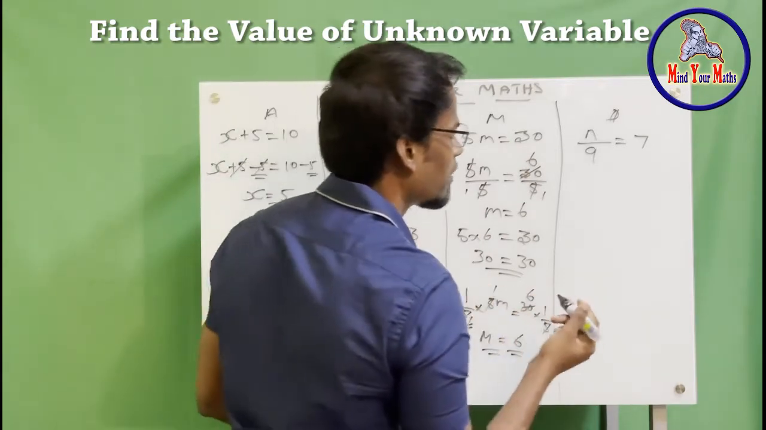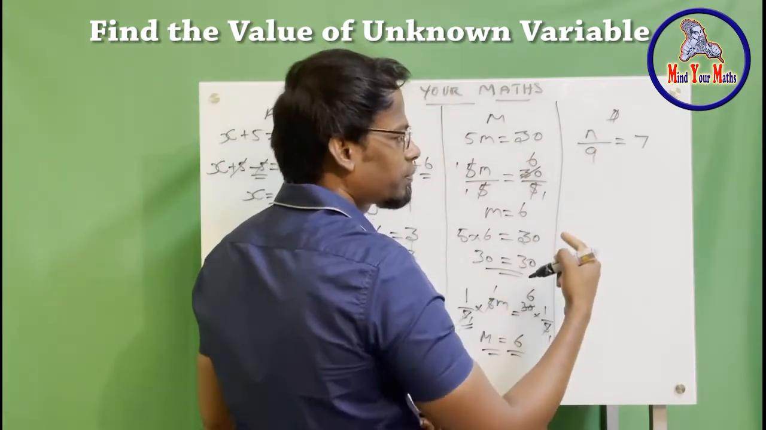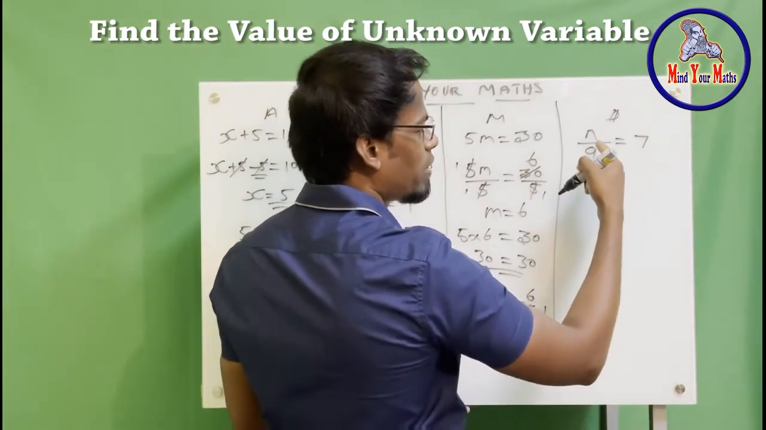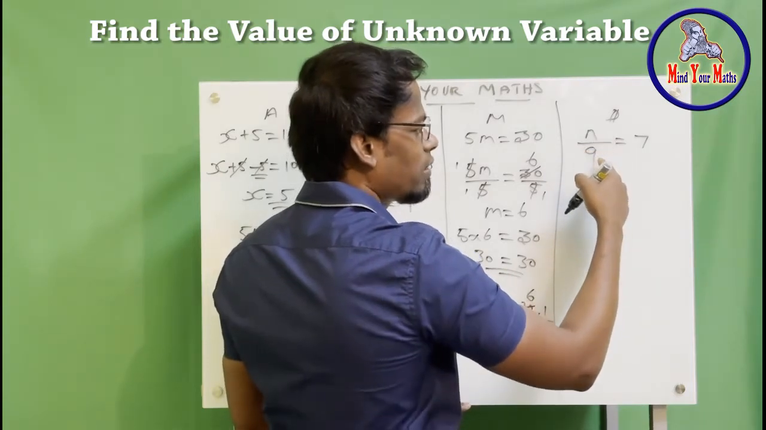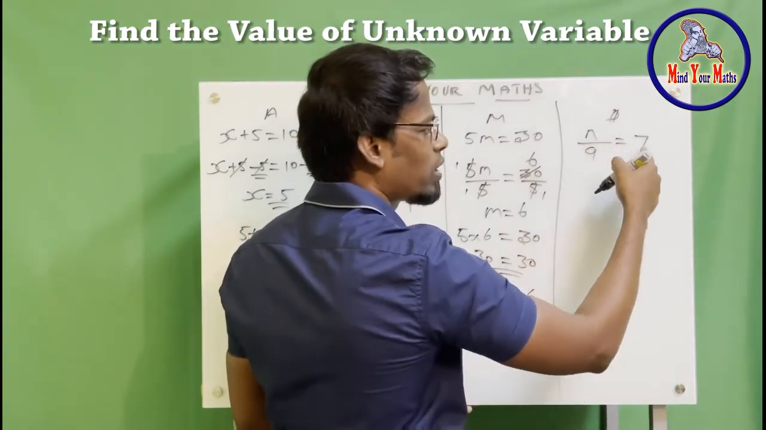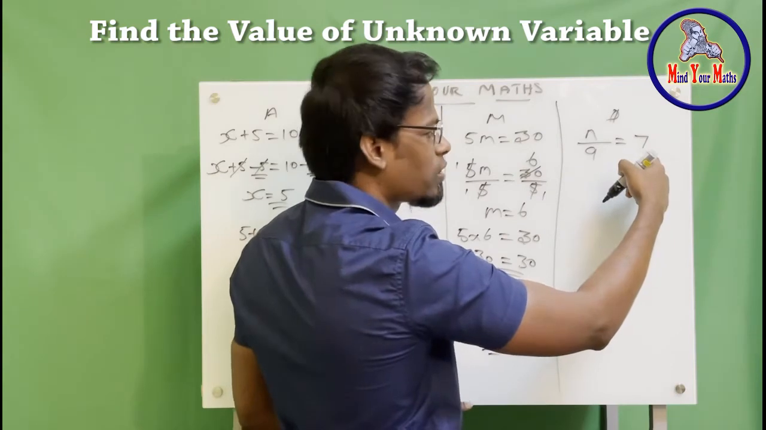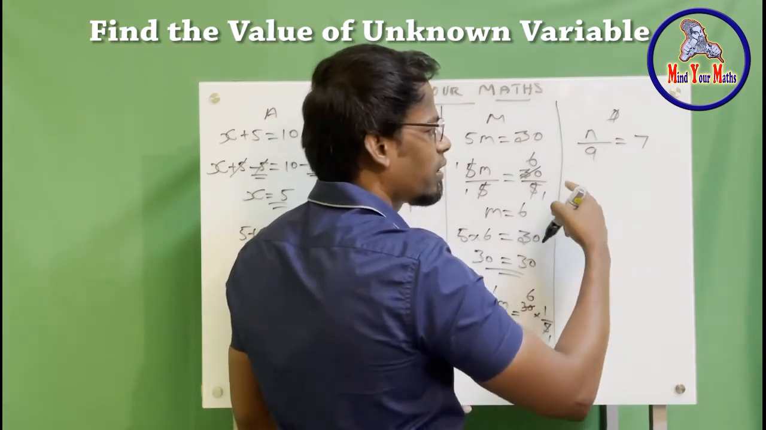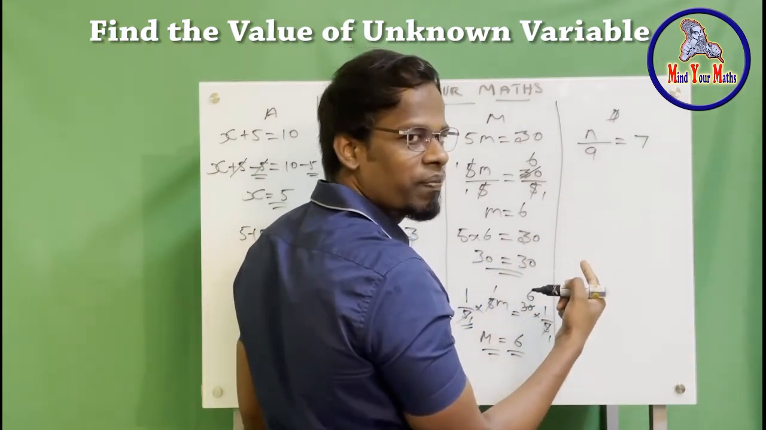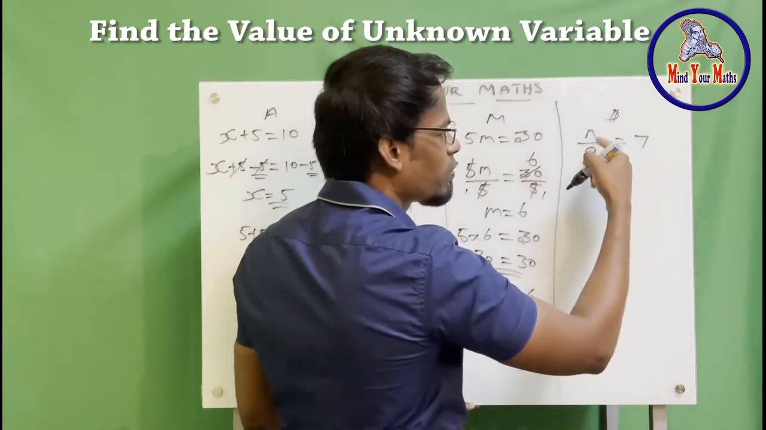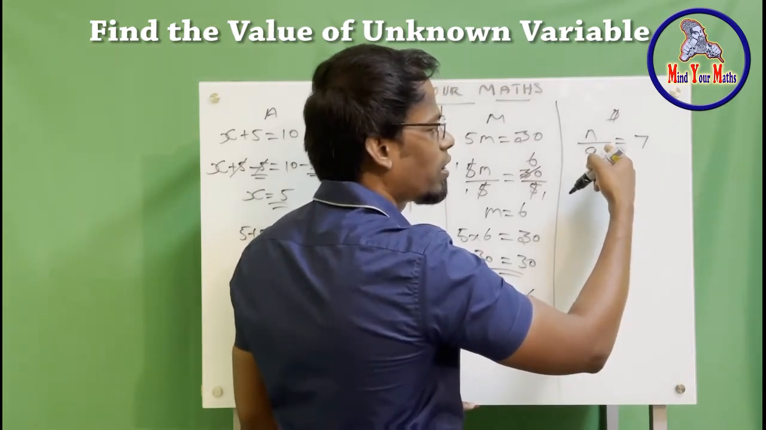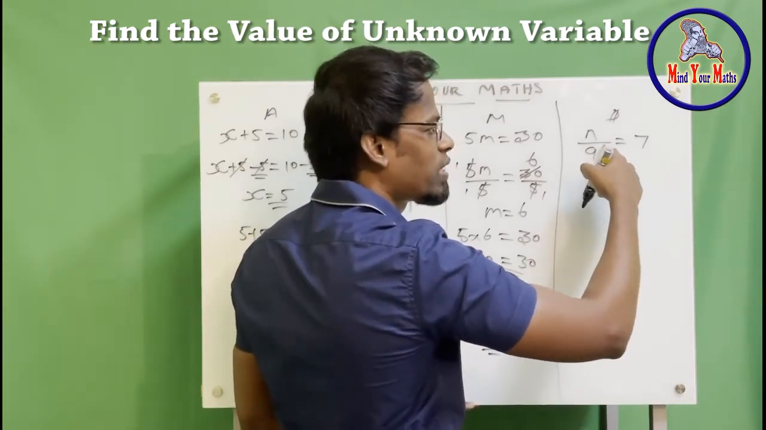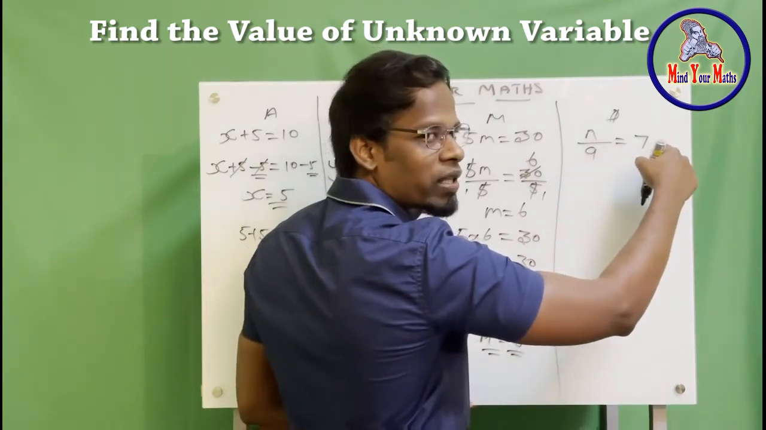Okay. So now let's come to the division. So in the division, you have, see, n over 9 equals 7. So now to cancel the 9, what do we need to do? Yes, we just need to multiply by 9 on the left side. Because we are multiplying on the left side, we have to multiply on the right side as well.